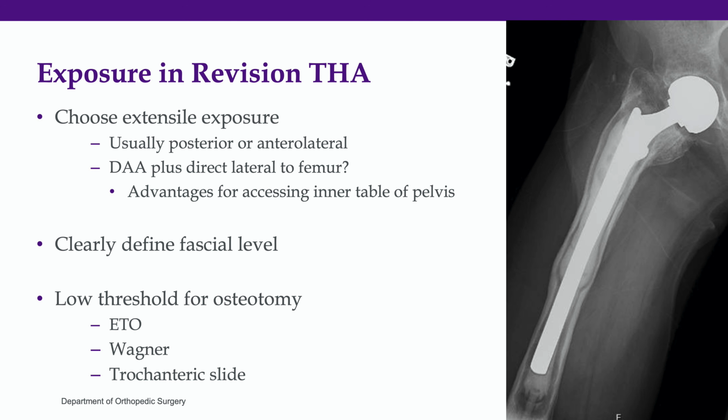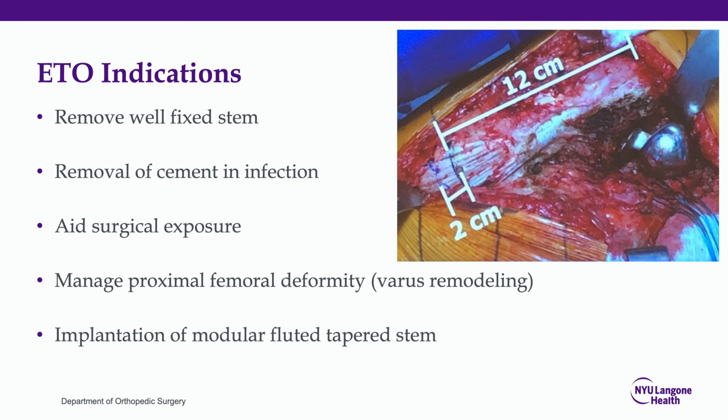So the bottom line is you need to be able to expose the part of the bone you're working on to do a good job. You need to clearly define your fascial level, have a low threshold for an osteotomy, whether it's a traditional ETO, an extended trochanteric osteotomy, or the Wagner osteotomy that's been popularized by anterolateral surgeons, or even just a trochanteric slide to improve your exposure.